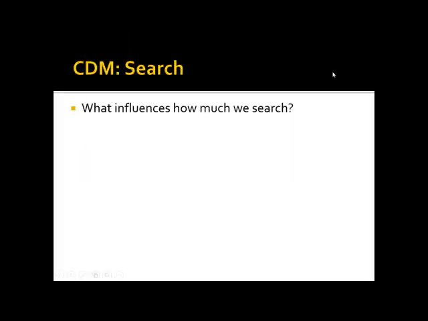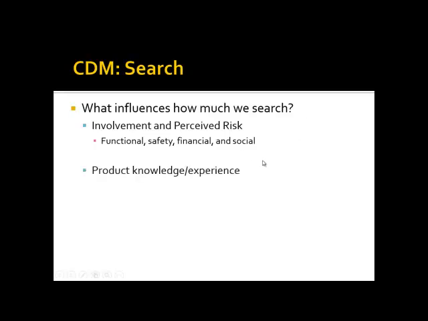What influences how much we search? Involvement and perceived risk. The more risky something is, the greater the involvement we have. The greater the involvement, the more likely we want to find an optimal solution. Low involvement, we don't really care, so our search is minimal at best. Another factor is product knowledge and experience in making this type of decision.